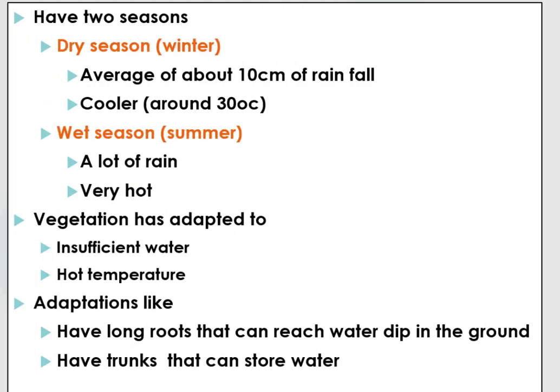Savanna or tropical grasslands have two seasons, dry or winter season and wet or summer season. In dry or winter season, savanna or tropical grasslands receive on average about 10 centimeters of rainfall annually, which is low as compared with the amount of rainfall during summer season. In these grasslands during the winter season, the temperature is cooler, which is around 30 degrees Celsius. But in wet or summer season, savanna or tropical grasslands have a lot of rain and very hot temperature.